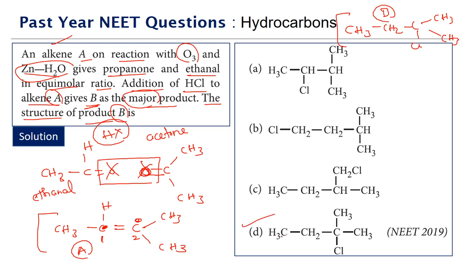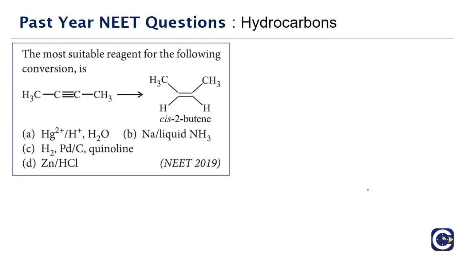Option D is giving what? CH3, CH2, C, chlorine, CH3, CH3. So this is the correct answer. In this problem we have two concepts involved: one is reductive ozonolysis, and second is Markovnikov addition. Next we have another question that came in the same 2019 NEET paper.